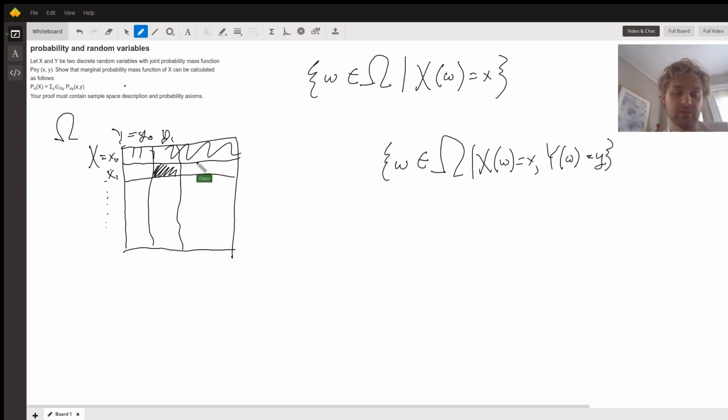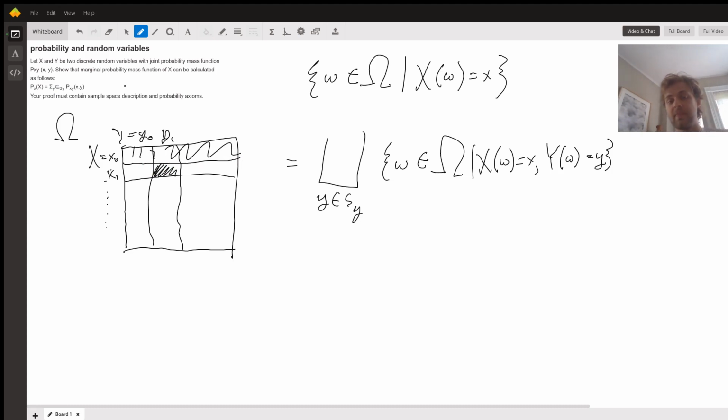And now you can see from the picture that this set is the disjoint union over all of the y values of this set, just because the row is made up of all of the little squares. Every single world in the row has a distinct y value, and so that means that the worlds in the row are broken up into the sets corresponding to all of those possible distinct y values.